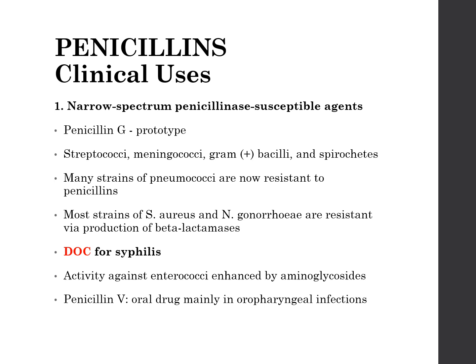So first, the beta-lactam would be your penicillin. The clinical uses for penicillin would be: it's a narrow spectrum penicillinase-susceptible agent, like your penicillin G, which is the prototype. It usually will cover your streptococci, meningococci, gram-positive bacilli, and spirochetes. However, many strains of pneumococci are now resistant to penicillin, as are most strains of your Staphylococcus aureus and even your Neisseria gonorrhoeae, by the production of your beta-lactamases. But still, as of today, it is still the drug of choice for syphilis.